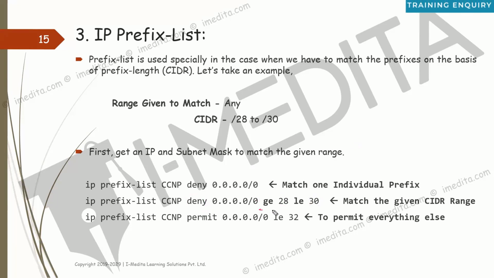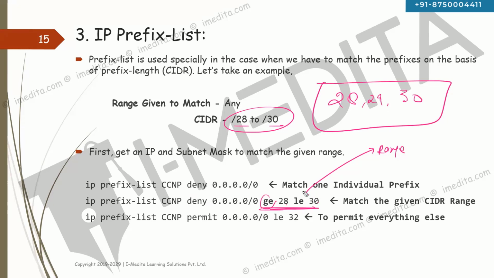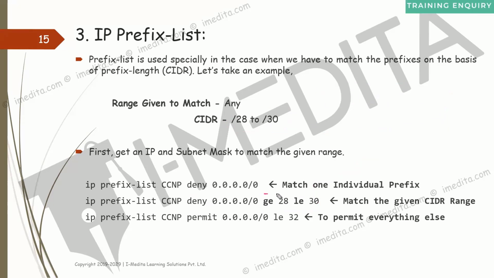So this command, greater than equal to, less than equal to, is going to match the range of the CIDR. Let's say, for example, 28 to 30. So greater than equal to 28 and less than equal to 30 will automatically match the 28, 29, and 30 CIDR. So based on this, we are going to match the prefixes, that is, the CIDR, based on greater than equal to or less than equal to.